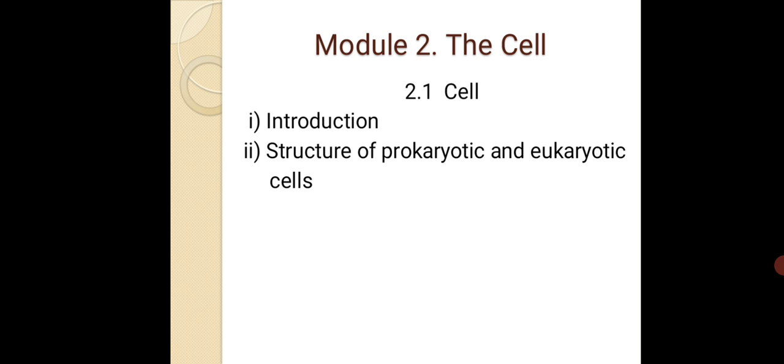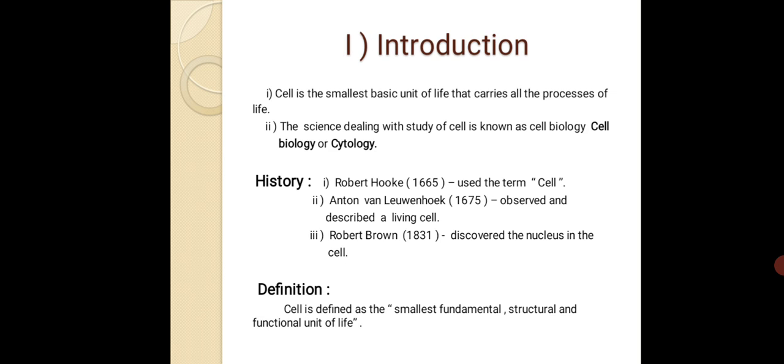In this module, the first unit is the cell. In this unit, there are two subpoints. The first one is introduction and the second one is structure of prokaryotic and eukaryotic cells. Now we will start with the introduction.